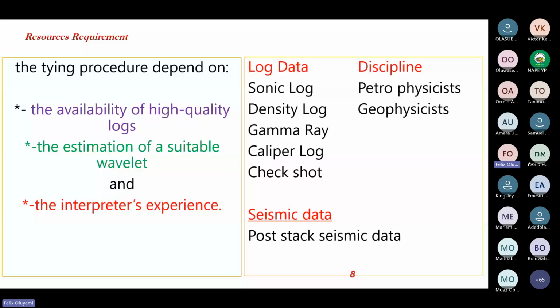Caliper and gamma ray are not really required, but they are good for you to calibrate and bring some understanding to what you are doing when you begin to interpret some features on your log and your features on your seismic. Then disciplines, basically you require petrophysicists and geophysicists. Sorry, here I do not put geoscience because geoscience is a combination of the two.